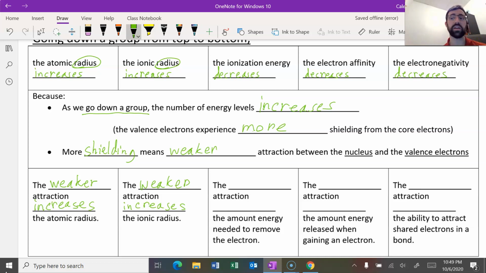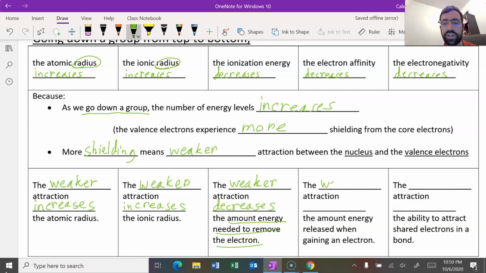Ionization energy is the energy it takes to remove an electron. It's how hard it is to take an electron away, or how tightly the atom is holding on to its electrons. And the other trends are very similar to that. So the weaker attraction, because we went down a group and we've got more shielding, more distance, decreases the amount of energy needed to remove the electron. It's easier to take an electron away when the attraction's not as strong.